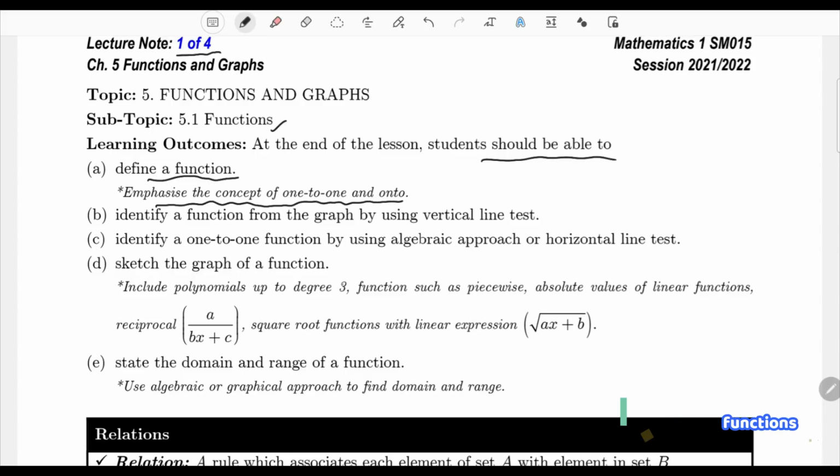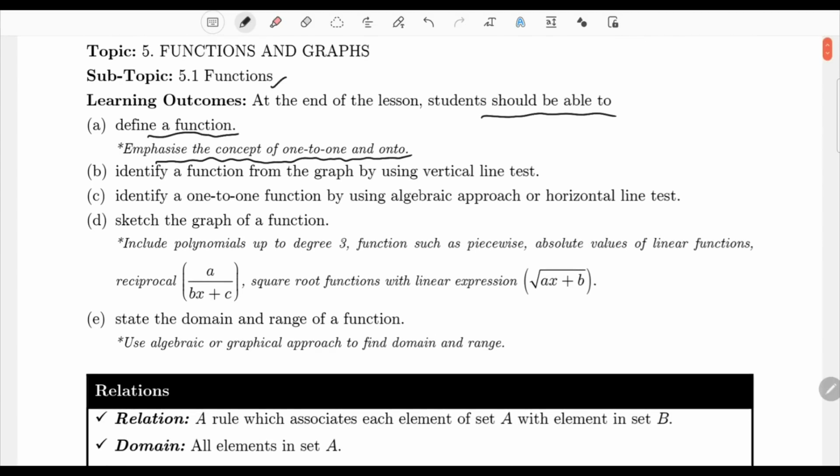of one-to-one and onto. B. Identify a function from the graph by using vertical line test. C. Identify one-to-one function by using algebraic approach or horizontal line test. We are going to sketch the graph of a function.